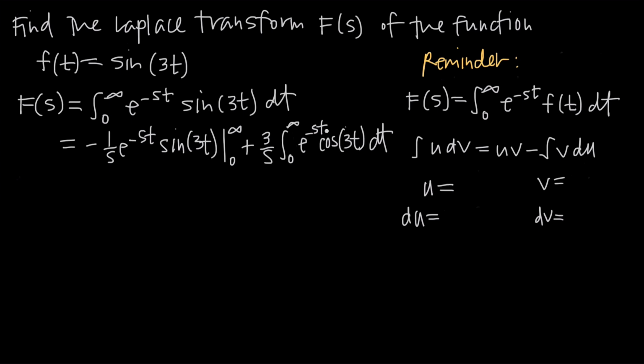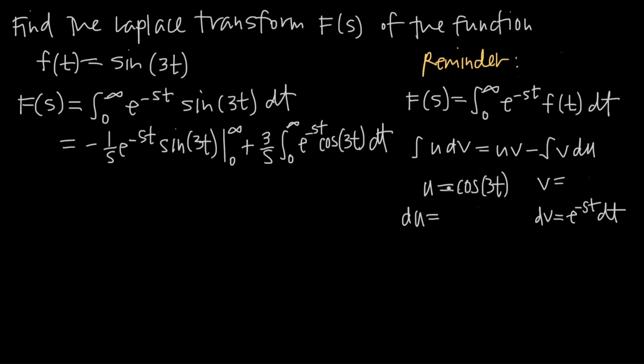This time we're going to set u equal to cosine of 3t, the trigonometric function that we have remaining. So we're going to do cosine of 3t, which means dv is the rest of what's left in our integral, which is e to the negative st times dt.